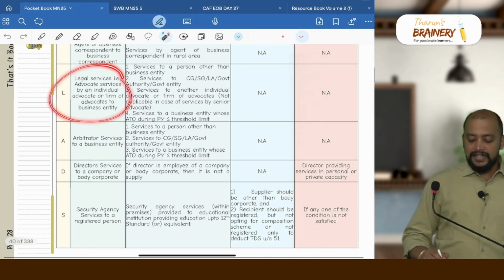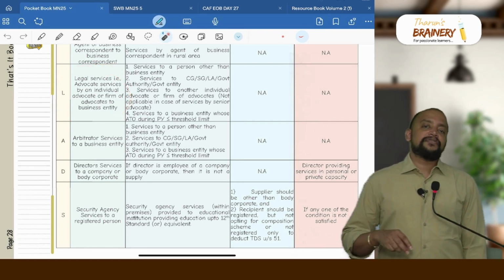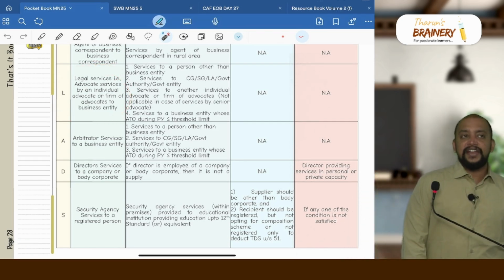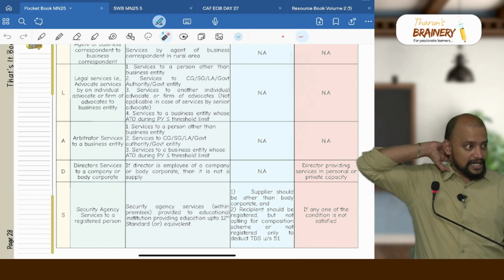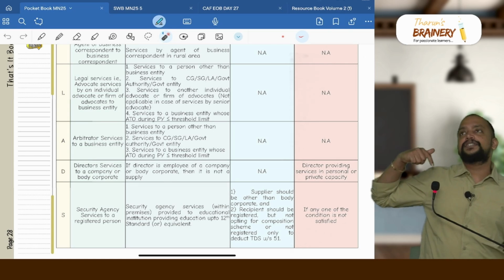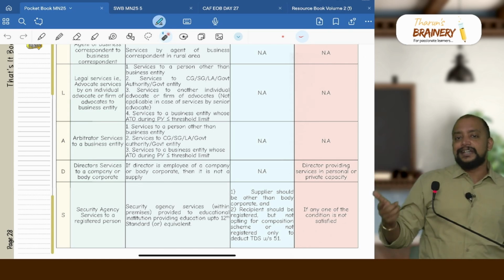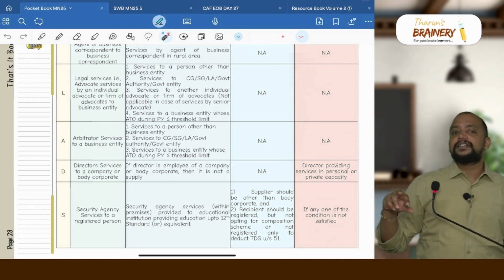Then legal services provided by individual advocate or firm of advocates to business entity. We have 4 exemptions. Number 1, if they are providing services to a person other than business entity, it is exempted. If they are providing services to individual, that is individual advocate or firm of advocate, it is exempted. If they are providing services to government, that is central government, state government, local authority, government authority or government entity, it is exempted. If they are providing services to a person, that is business entity, whose turnover during the previous year does not exceed threshold limit, for that case it is exempted.